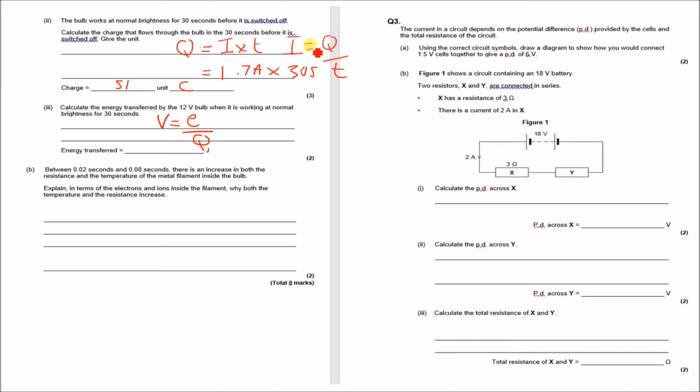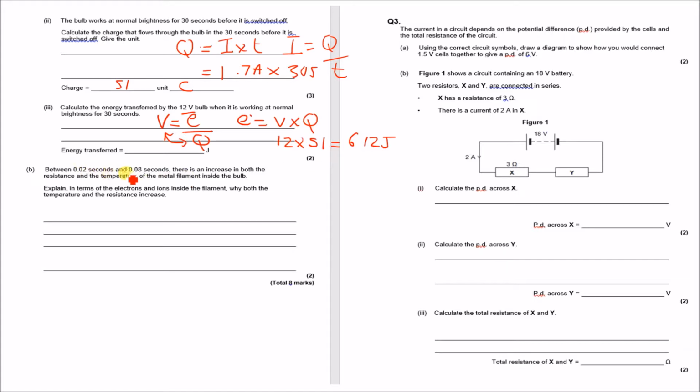So current is the charge per unit of time and voltage is the energy per unit of charge. Now we're trying to find the energy transferred, so we can just swap these around. Sorry, we're not trying to find Q at all, we're trying to find the energy transferred, so E, the energy, is equal to voltage times the charge. We've got our charge here, which is 51, and the voltage is 12, so 12 times 51 will give you the energy transferred, and that's equal to 612 joules.